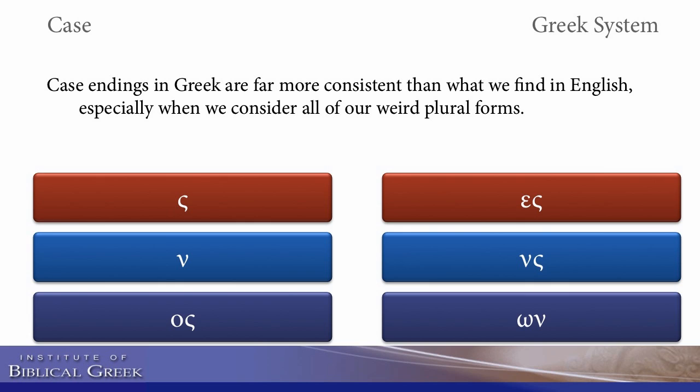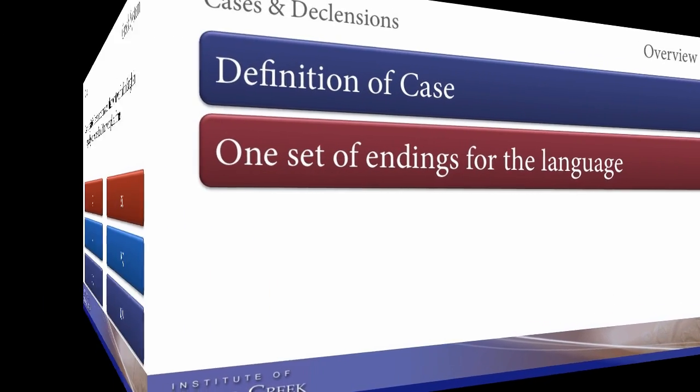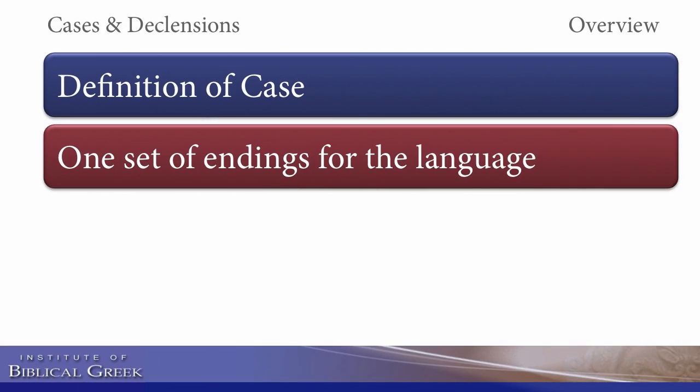There is one exception to this paradigm here. The nominative plural for nouns that have vocalic stems will be a little different, but it will be different in a very consistent way, which I will show you quite soon. The important thing to notice here is that Greek has one set of endings for all of its nouns and adjectives. One set of endings for the whole language.